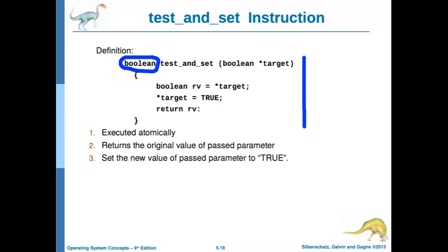Okay. So test and set, this kind of instruction. Now you may think of this like a function, but this will be executed atomically because actually it is a single instruction. It returns the original value of the passed parameter, and sets the new value of the passed parameter to true.